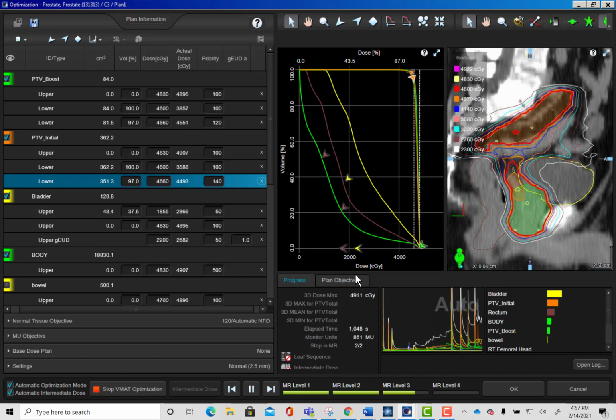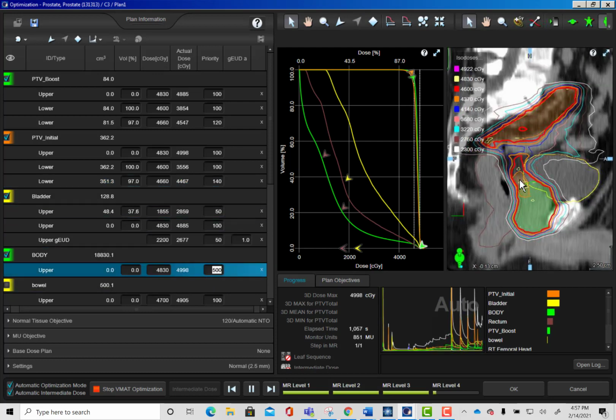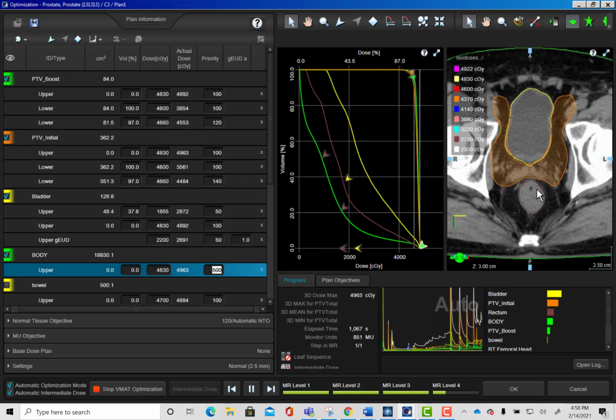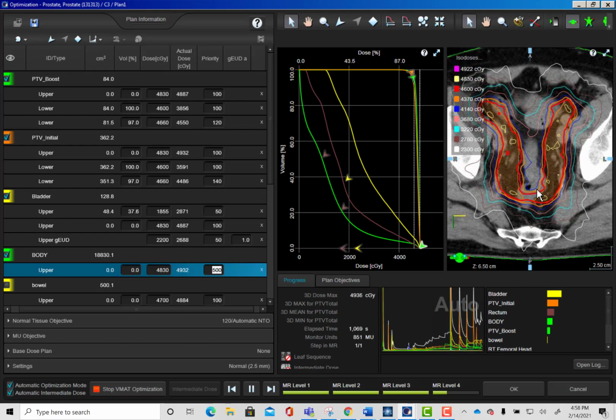So you can see our max dose is down to 49 gray. It was at 56, so again, that body constraint works really well. It did cool that area off, but we still have our 100% line up in here, which ideally we would not, right?